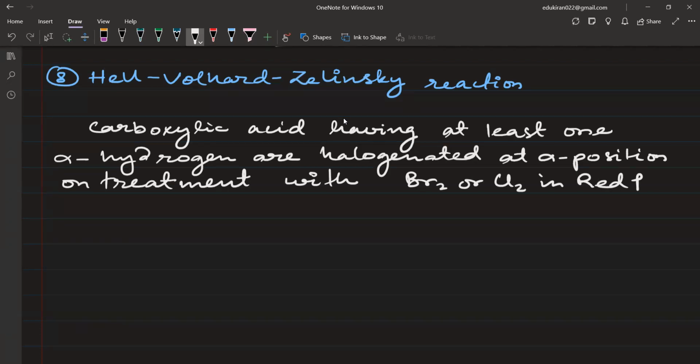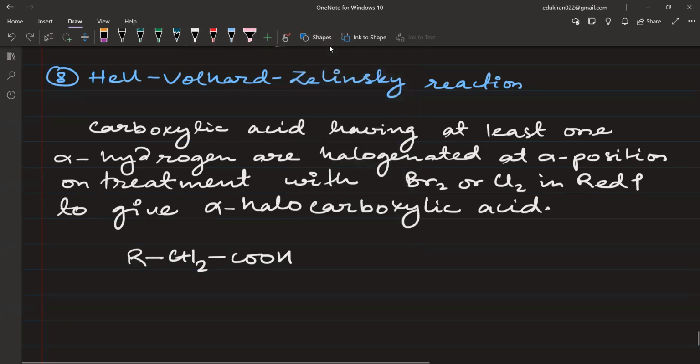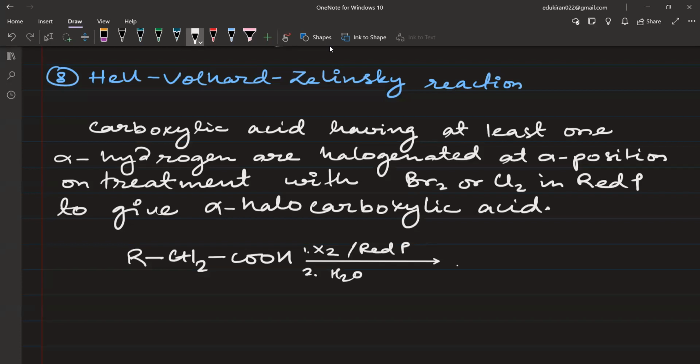Right, next. Br2 or Cl2, red phosphorus to give alpha halo carboxylic acid. तो रिएक्शन के हिसाब से this is very easy reaction. COOH next to Br2 or Cl2 in presence of red phosphorus, and secondly you add water to it, you will get R CH COOH and यहाँ पे आपको X मिल जाएगा.